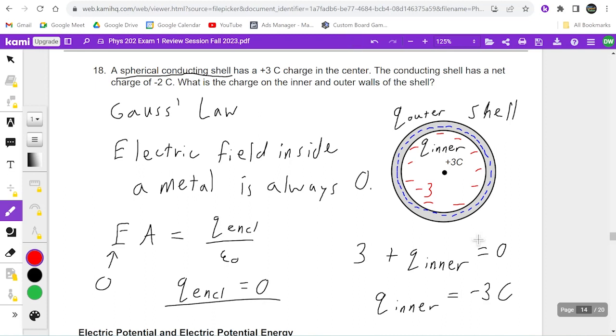But then the question still remains, what's the outer wall? So first let me circle this answer. We got our Q inner. And to find Q outer, all you have to do is remember, what's the total charge on the shell? It says in the problem, the conducting shell has a net charge of negative 2.